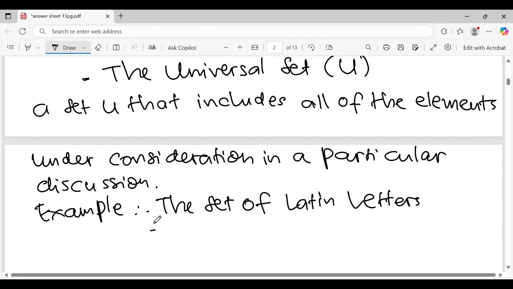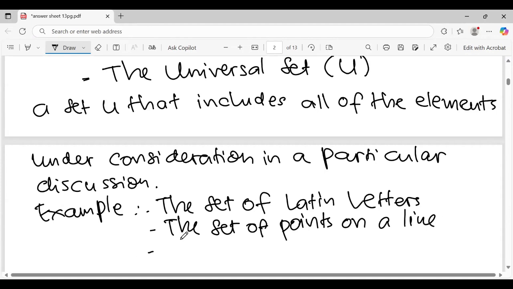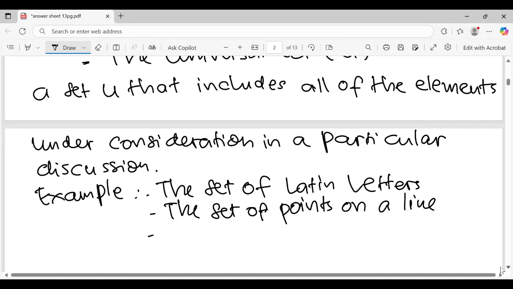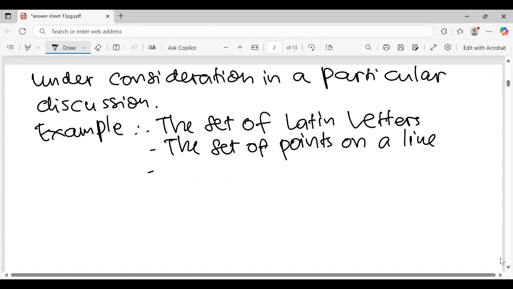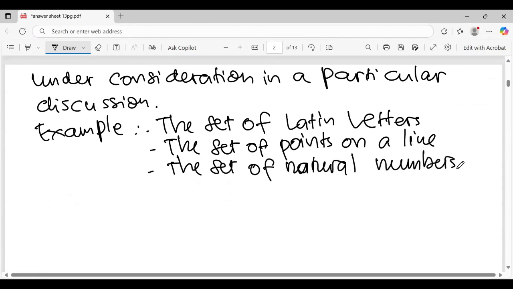What else? The set of points on a line. Okay. What else? The set of natural numbers. Okay, it's a lot.